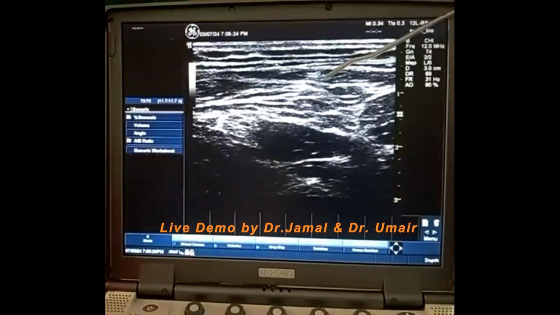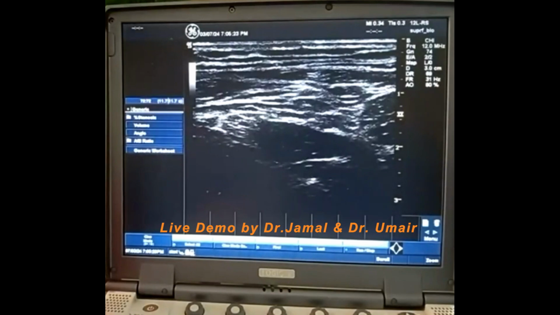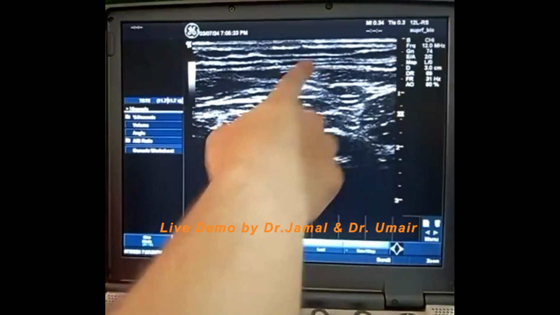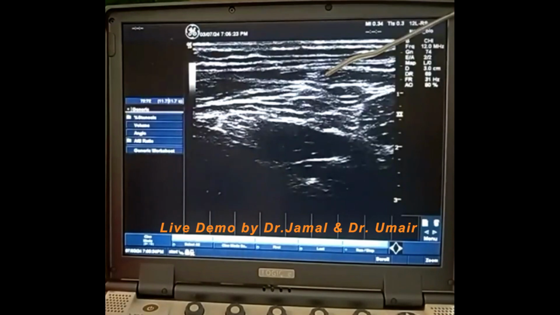Let me just freeze it and drop the screen brightness. Now, okay, this is the nerve. This is the approach, the in-plane approach towards it. You can come from any side. You can come out of plane, in plane laterally, or in plane medial approach. It lies superficially, so there is no risk of damaging any major vessel unless you move too far away from this medial.